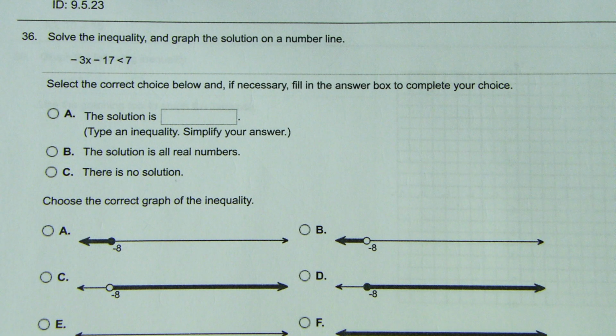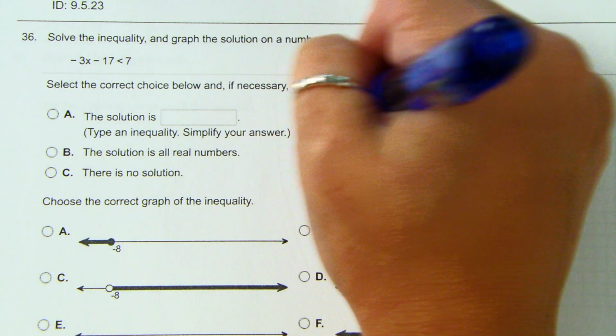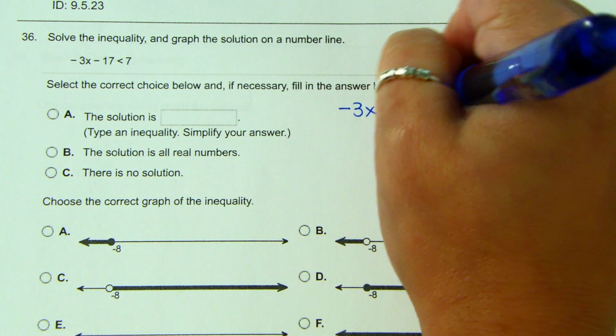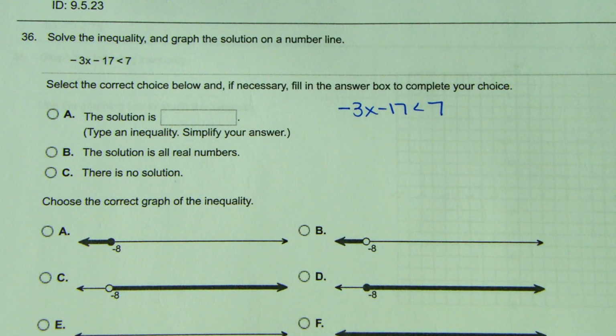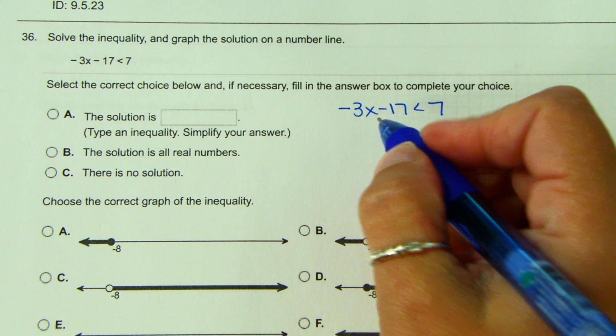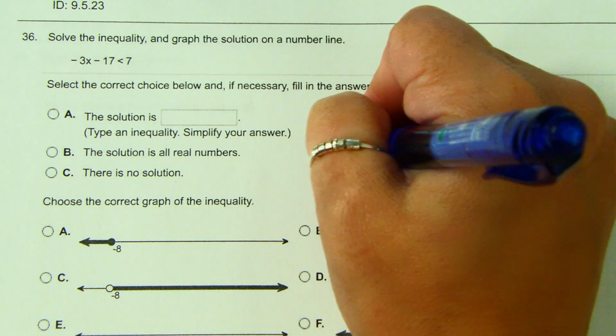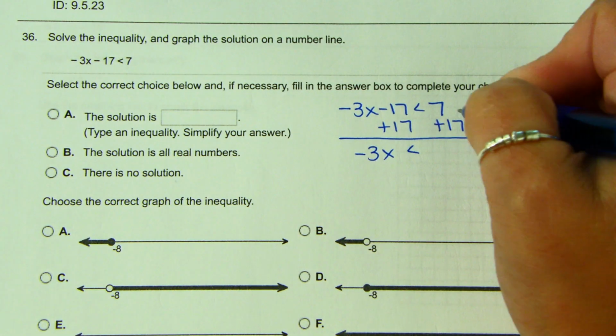But the way that we really work these is exactly the way we'd work it as an equation. The negative 3x minus 17 is less than 7. If this was an equation, I'm concentrating on getting x by itself, so I'd have to add the 17, add the 17. I get negative 3x is less than 7 plus 17. That's 24. To get x 100% alone, I'd have to divide by negative 3, divide by negative 3, and then my alarm bells are going off because I divided across my inequality by a negative, which means I'm going to have to flip my sign.